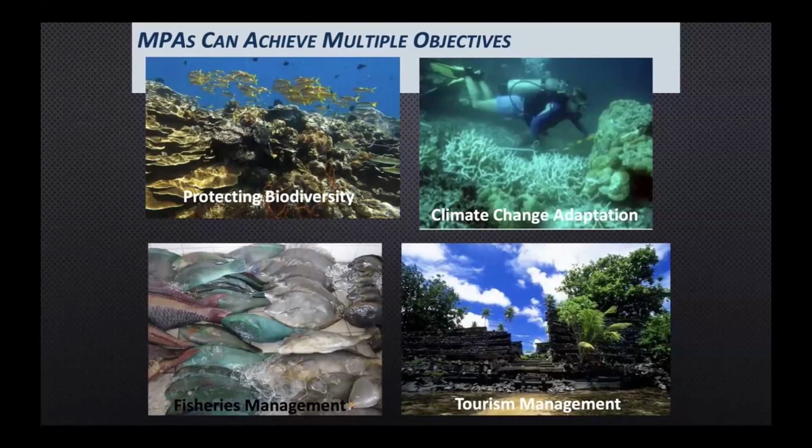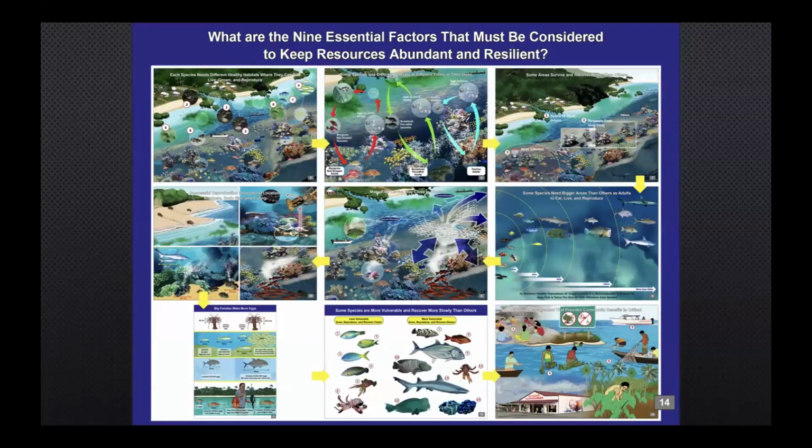So I'm not going to go back into detail because Megan has gone over some of these already. So we have these 9 essential factors that must be considered to keep resources abundant and resilient. And so we took these into consideration in the planning process in Oneisomw.